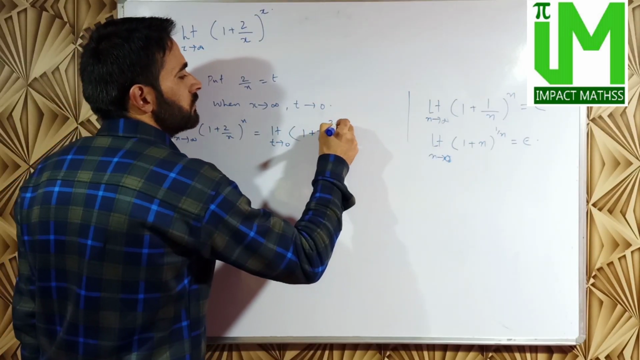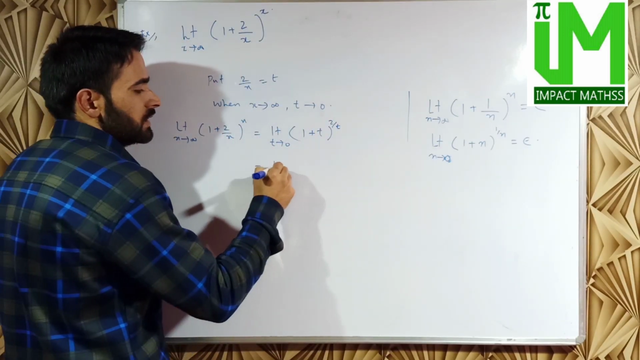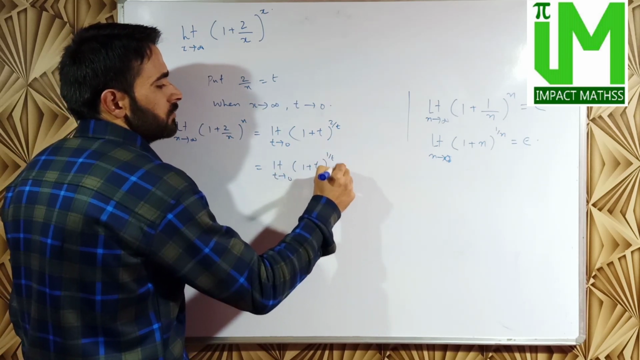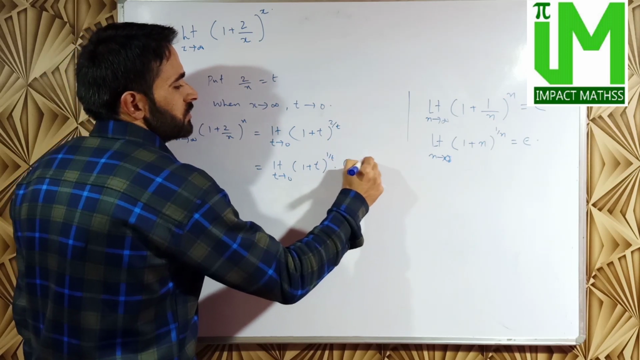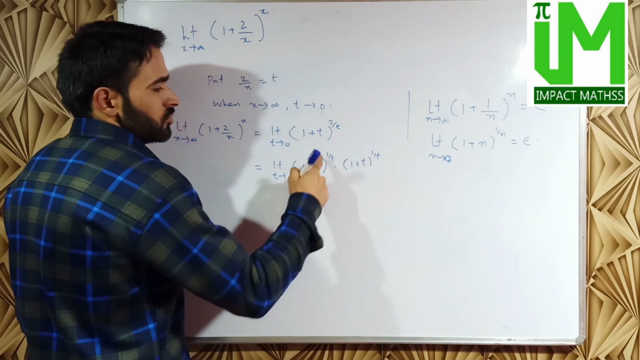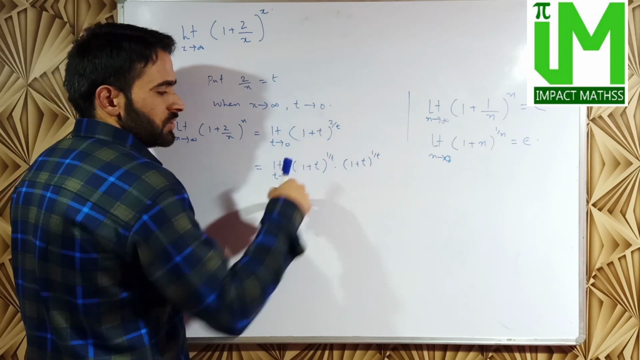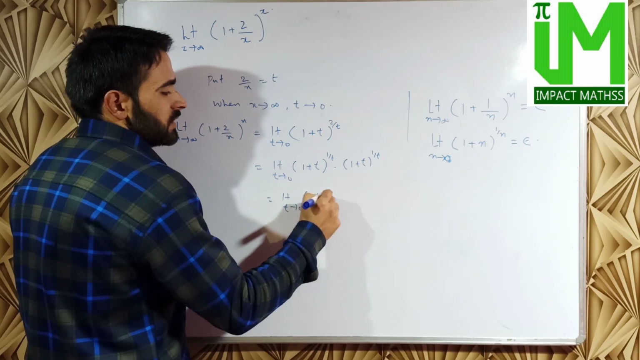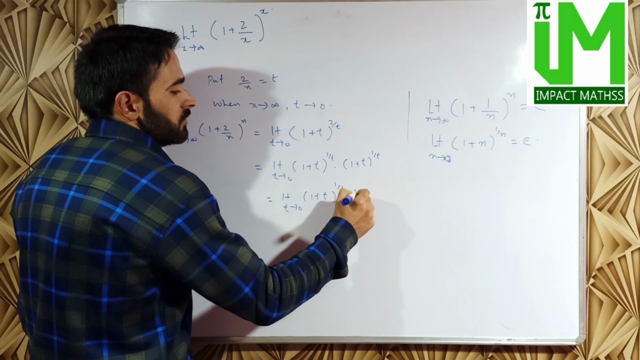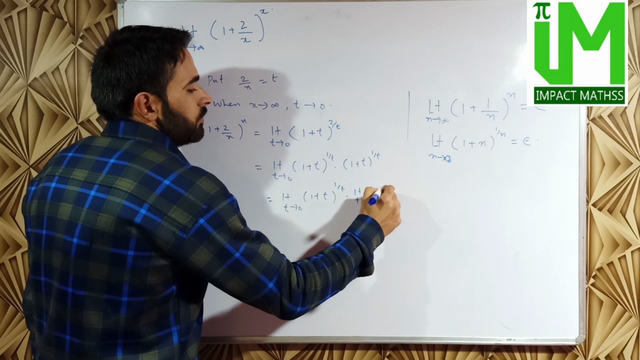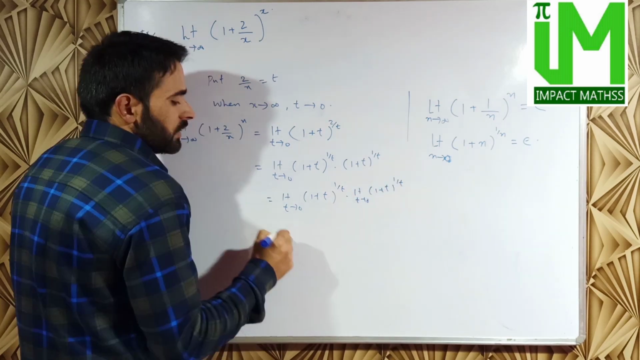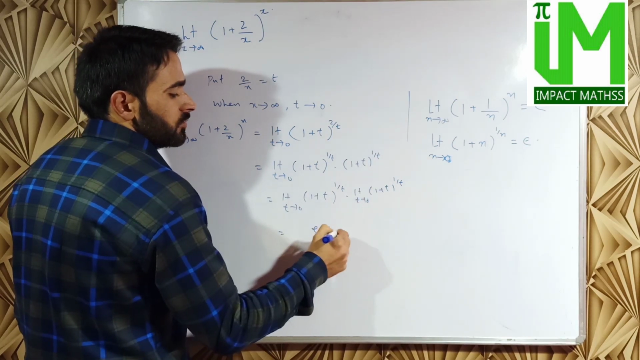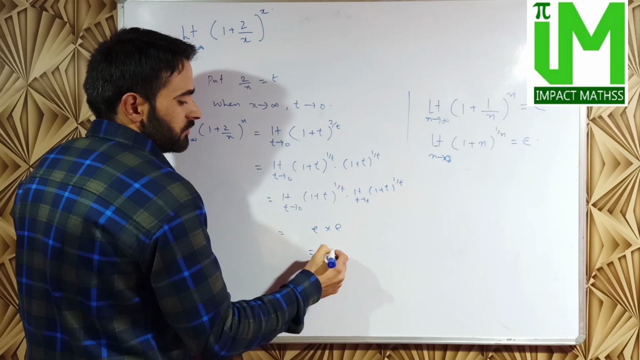The value of x is 2 divided by t, which will be limit t tends to 0, (1 plus t) to the power 1 over t into (1 plus t) to the power 1 over t. So 1 plus t, it will be 2 by t. Again, limit of product equals product of the limits, so we can write this as limit t tends to 0, (1 plus t) to the power 1 over t into limit t tends to 0, (1 plus t) to the power 1 over t. Thus we have this limit equaling e, and this limit equaling e, so e into e will be e square.